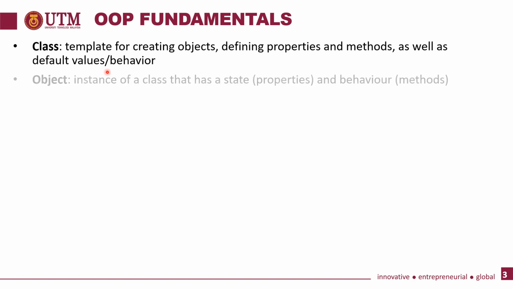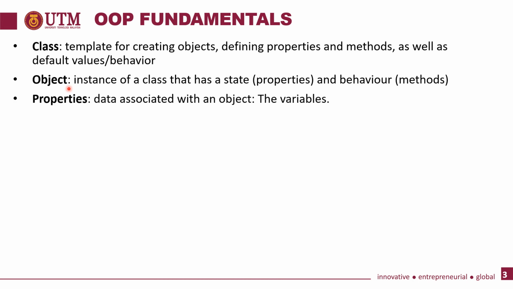Alright, next is an object. What is an object? An object is an instance of a class that has a state, properties, and also behavior. When we create a class and want to use it, we need to create an object. Next is properties. Properties are the data associated with an object. Basically in OOP, properties are the variables inside the class.